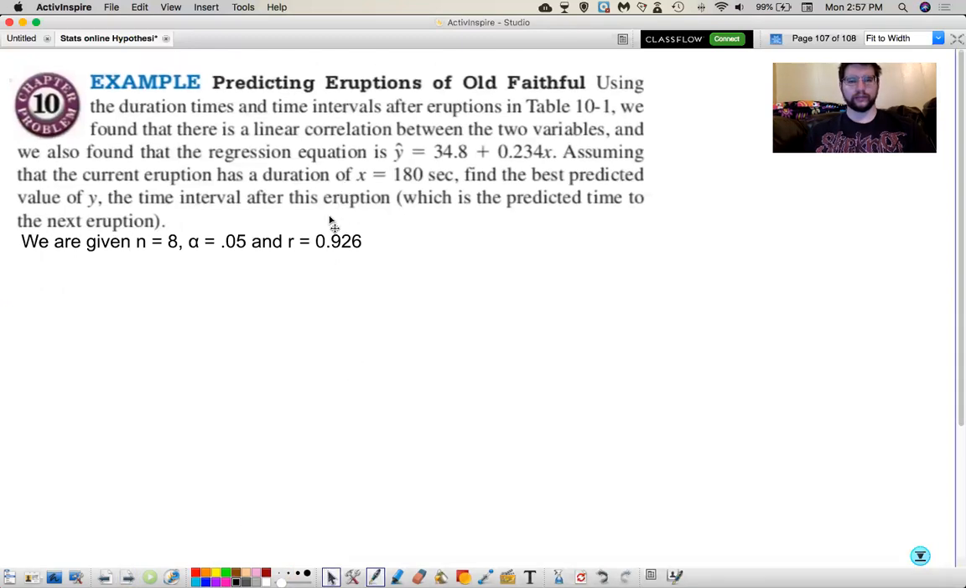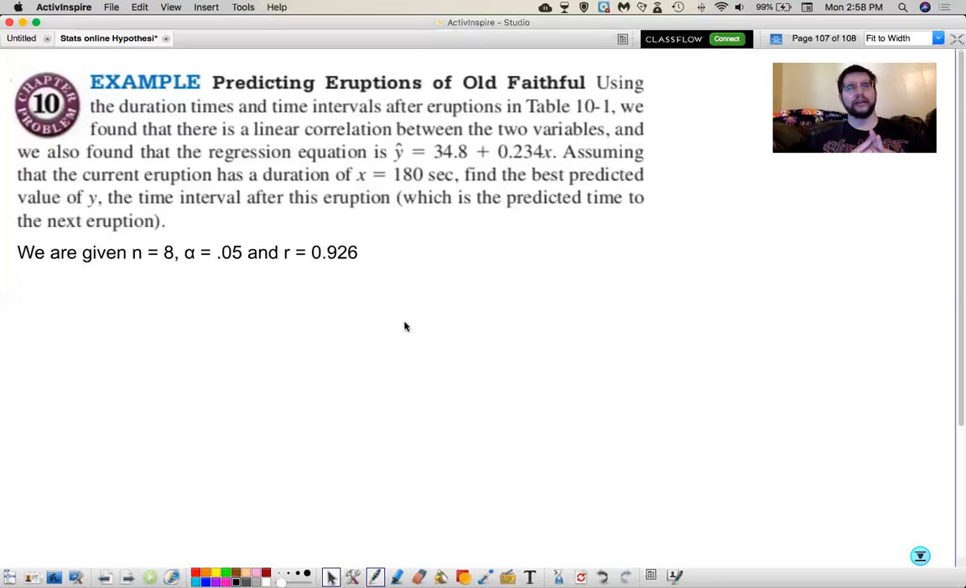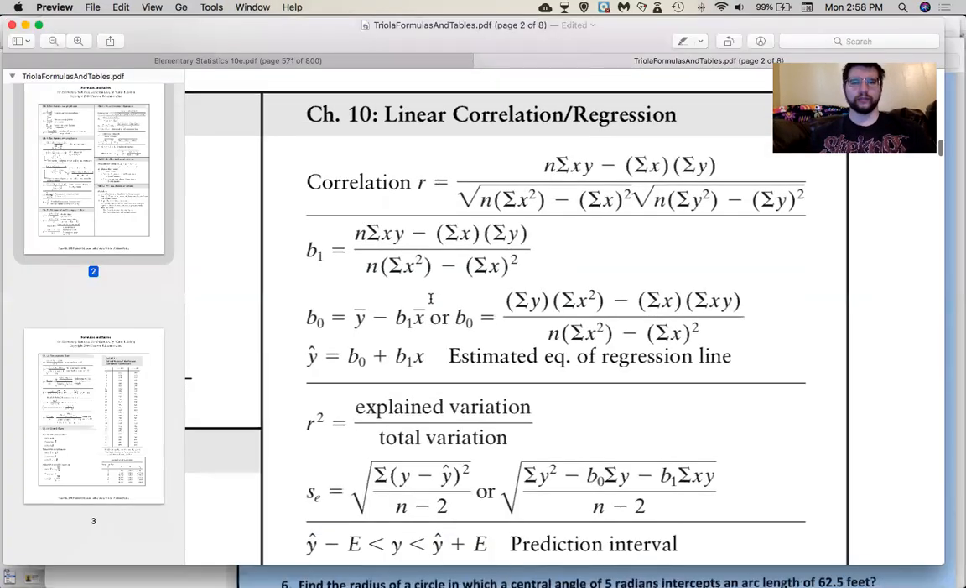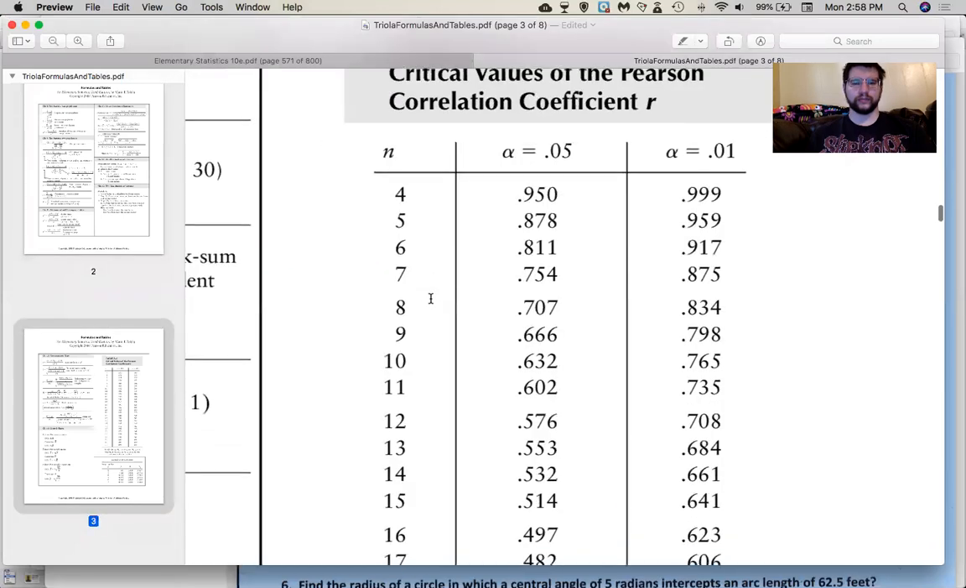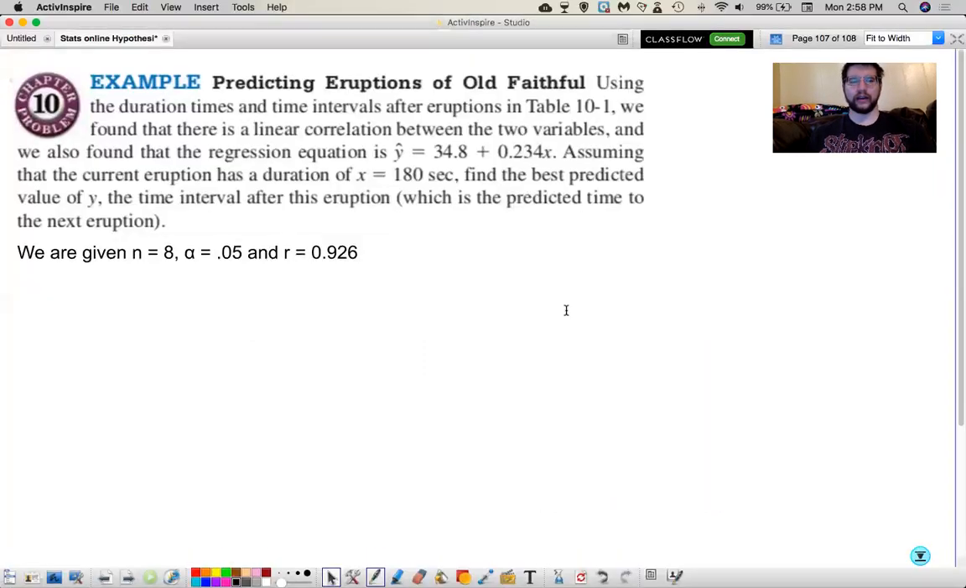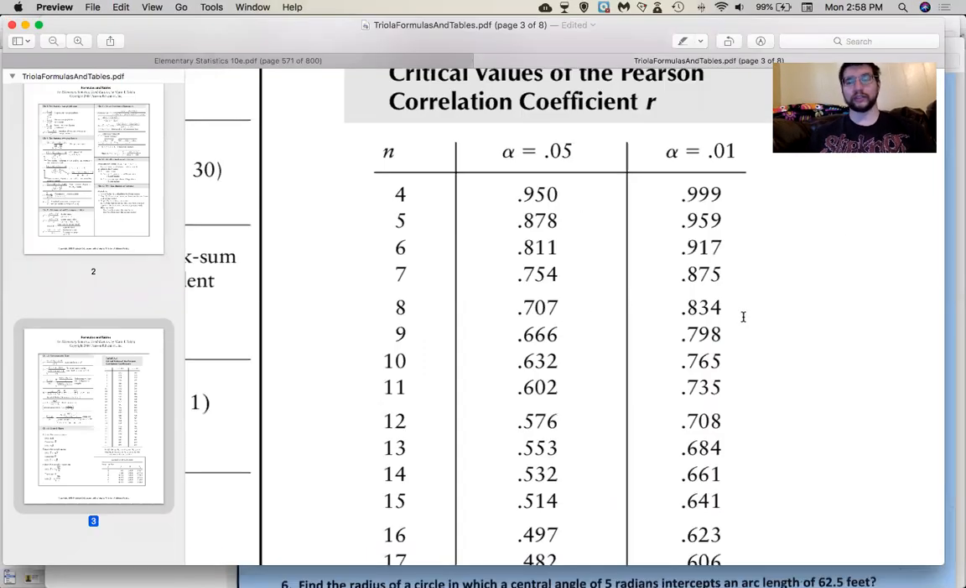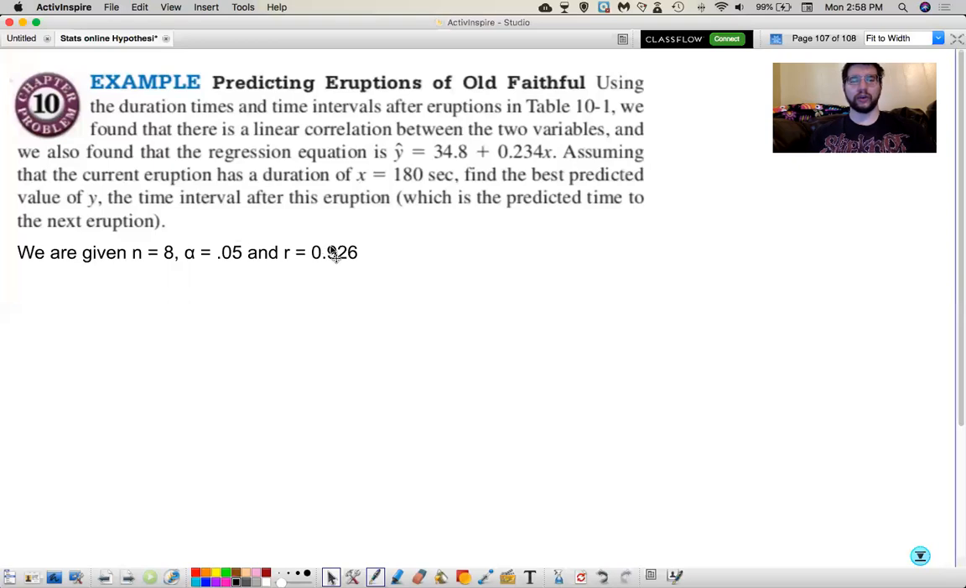So here we've got Old Faithful. They use this example a lot in the book. I just grabbed this one time though. We already found that there is a linear correlation. We have r as 0.926 and n is 8. So if we look on the chart, n is 8, 0.926. It had an alpha of 0.05, but even at an alpha of 0.01, it's still significant. So there is a correlation here, so we're going to use this regression equation that we have.